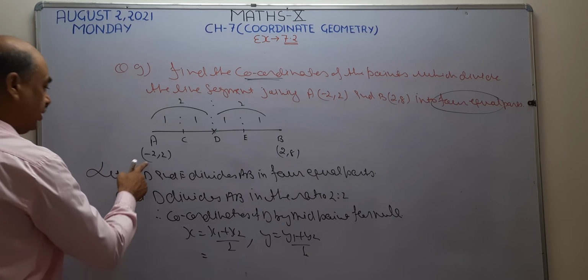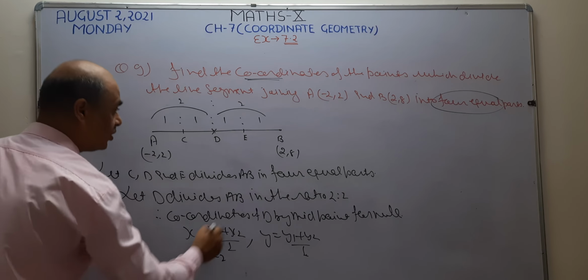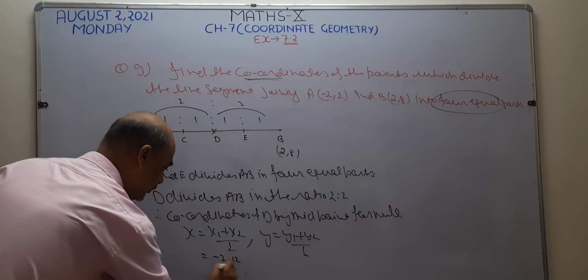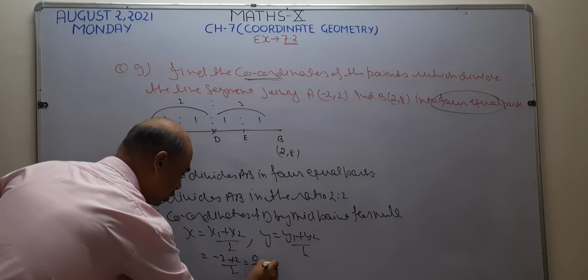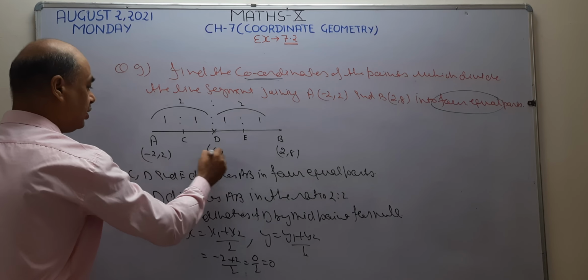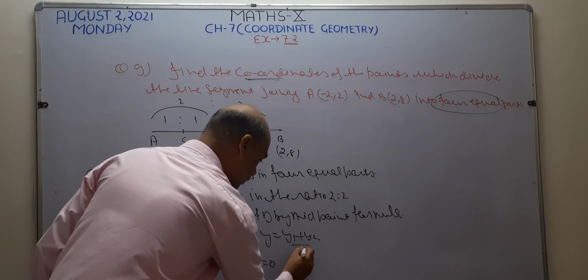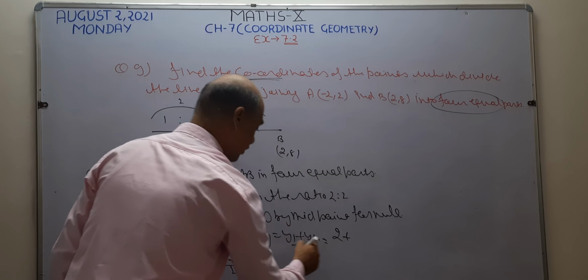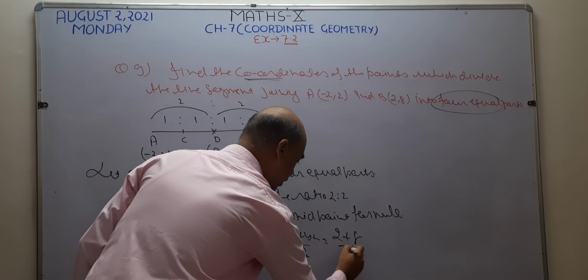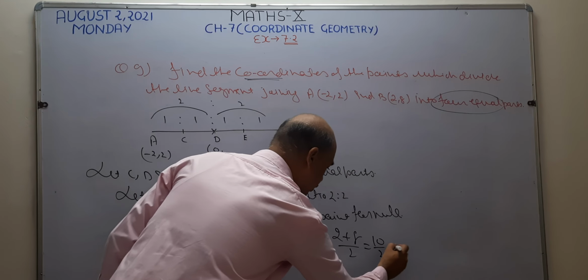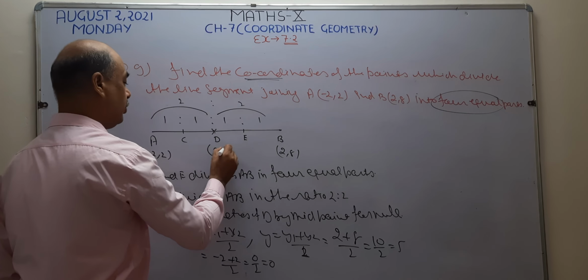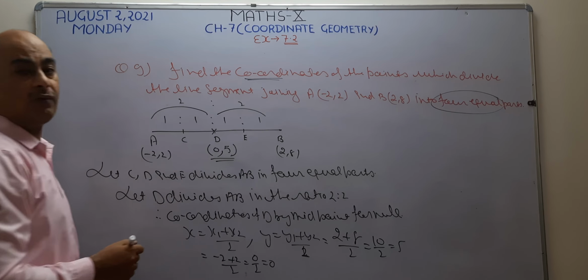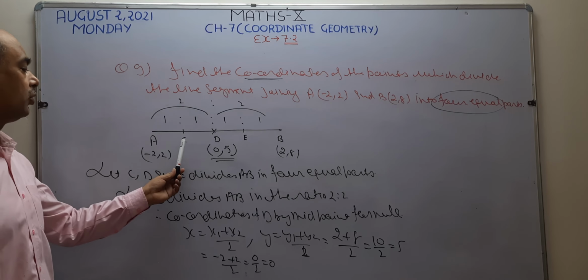Now, what is x1? x1 is -2. Right here -2. And x2 is 2. So this becomes 0 by 2. 0 by 2 is 0. So the x-coordinate of D becomes 0. Now for y, I write here y1. What is the value of y1? 2. What is the value of y2? 8. 2 plus 8 is 10. 10 by 2 is 5. So the coordinates of D become 0 and 5. In the same way, we can find the coordinates of C and E.